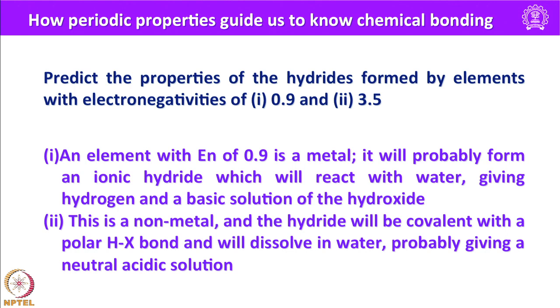In the case of the second one, 3.5, it is a non-metal and the hydride will be covalent with a polar bond, where H will carry a plus charge and the other element, essentially here chlorine, will carry a minus charge. It is 3.0, so it will carry a negative charge. So, these compounds of higher electronegativity will dissolve in water, probably giving an acidic solution.